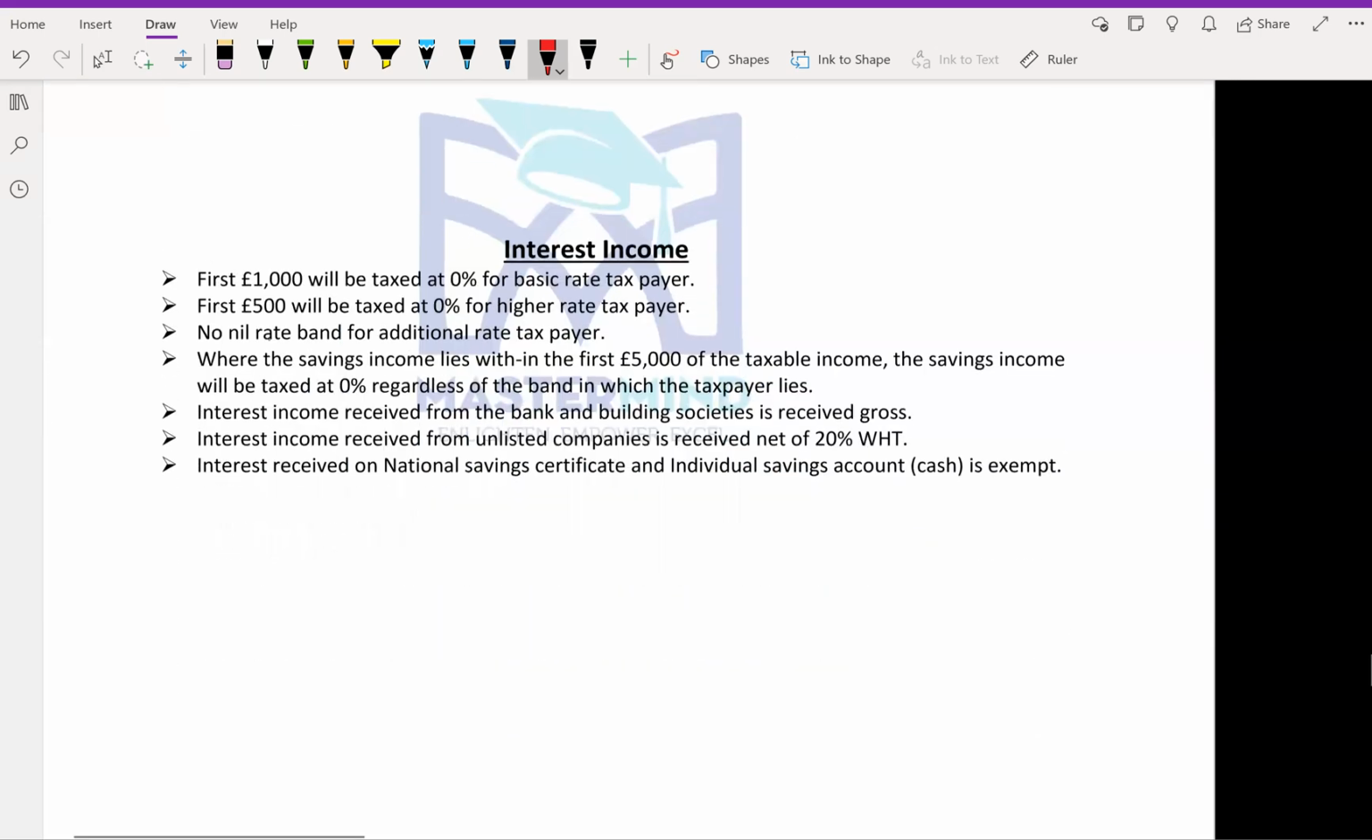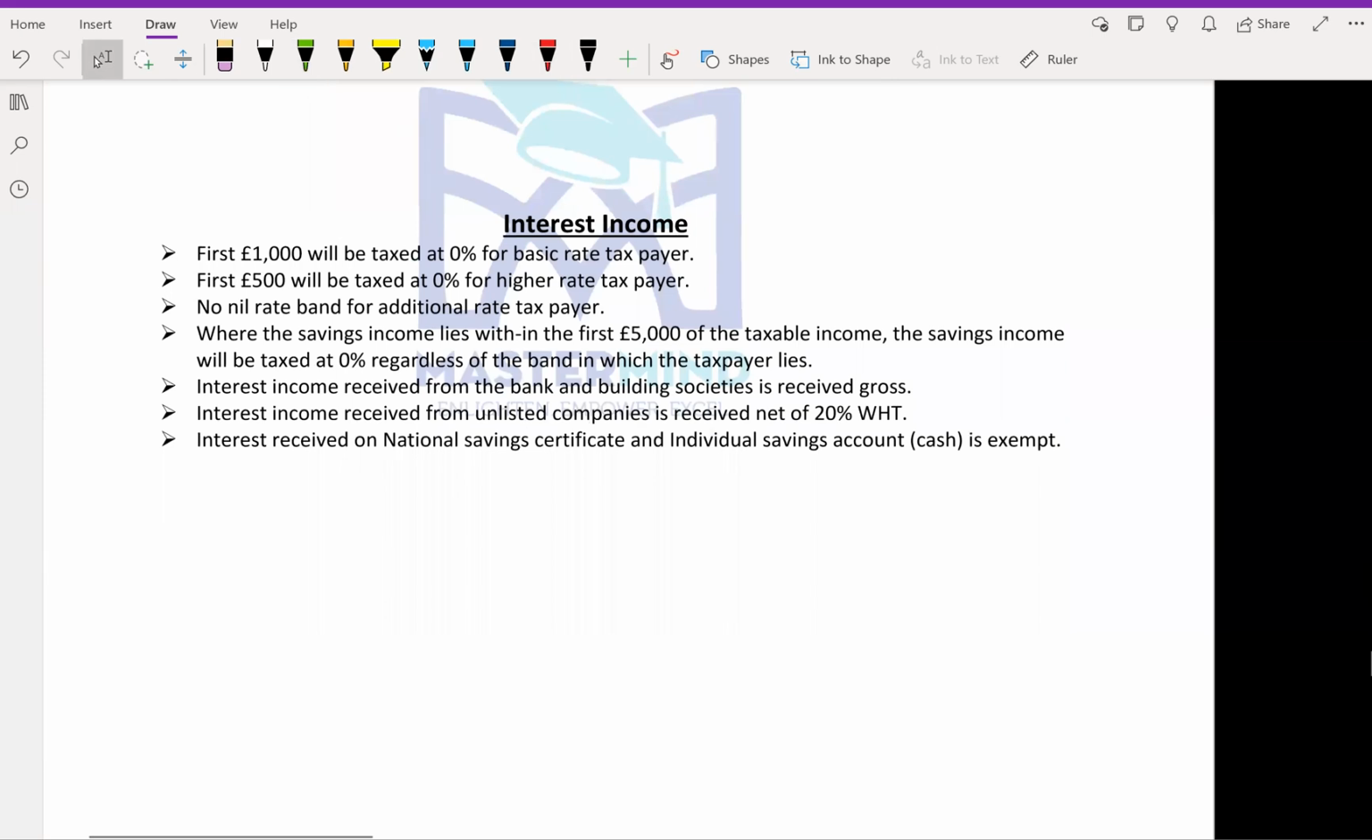Let's look at one small thing and then we'll end the class. Interest income. Now we know about this, that first 1,000 pounds will be taxed at 0% for a basic taxpayer. We know about this and we know about this, right? And we also know about this, the fourth point. I want you to read the last 3 points and try to figure out if it's making sense. Otherwise, I'll explain to you what this is.